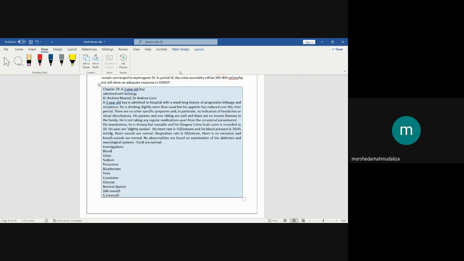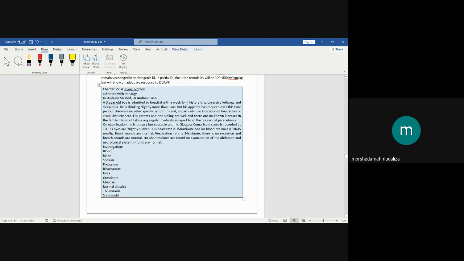On examination, he is drowsy but arousable. Glasgow Coma Score is recorded as 10. His eyes are slightly sunken. His heart rate is 150, blood pressure 70/40, heart sounds normal, respiratory rate 30 to 40. There is no recession, breath sounds normal. No abnormalities are found on examination of the abdomen. The neurologic system is normal.